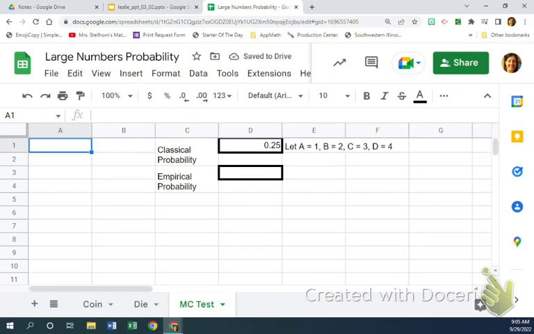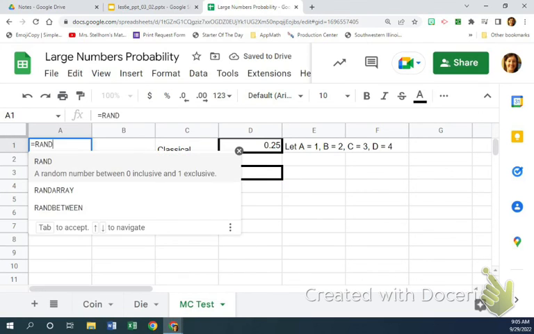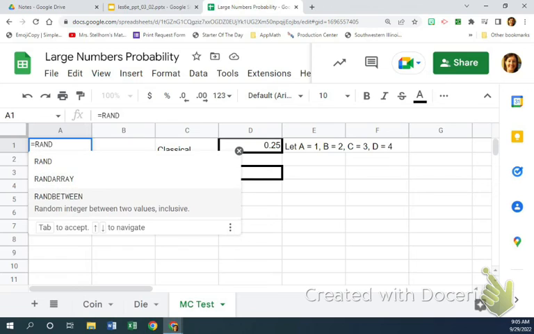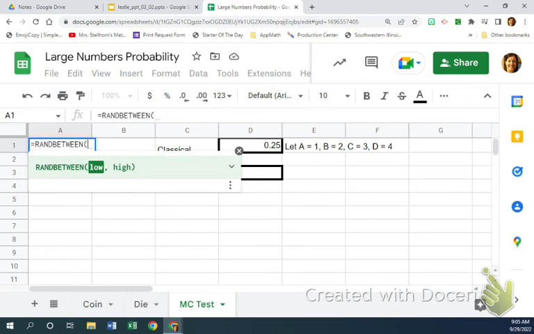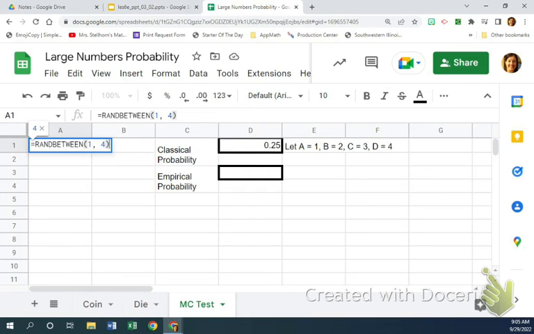We're going to do the formula again. Equals RANDBETWEEN. The lowest value will be 1. The highest value will be 4. Close parentheses. So currently, I have a 2, which represents B. So my multiple choice right answer was B. I'm going to do this for 100 trials.